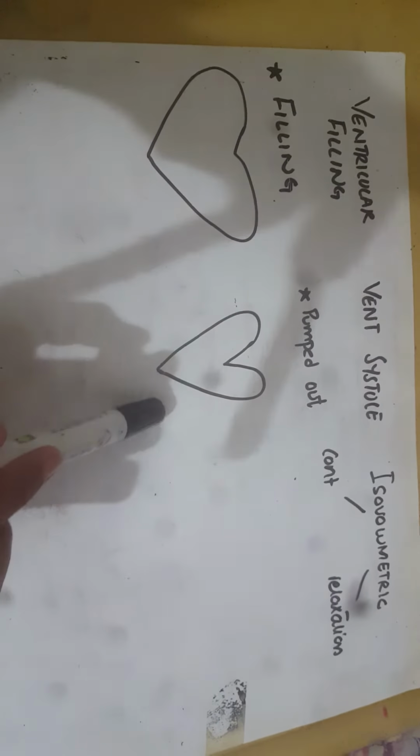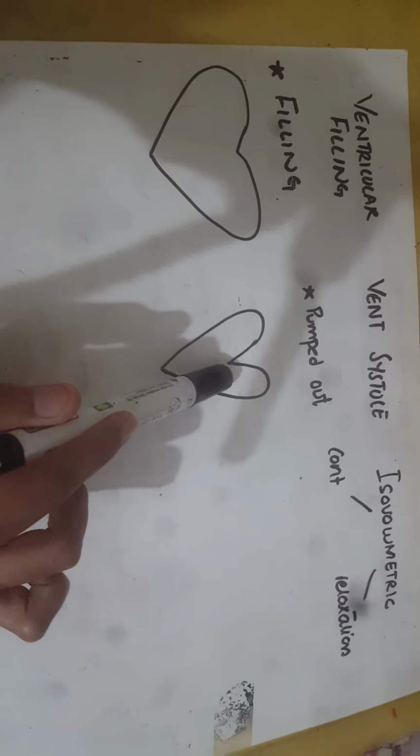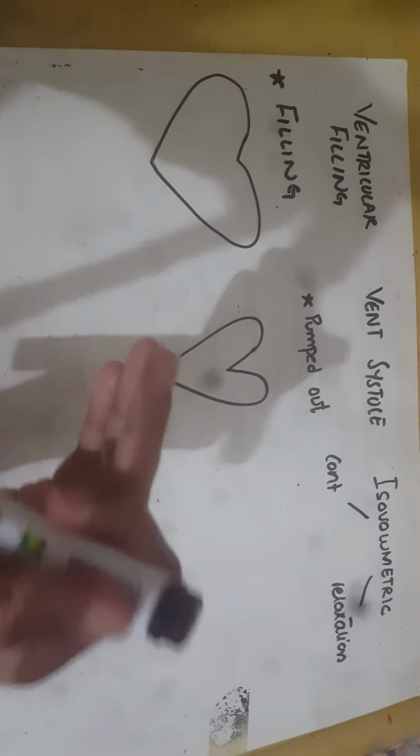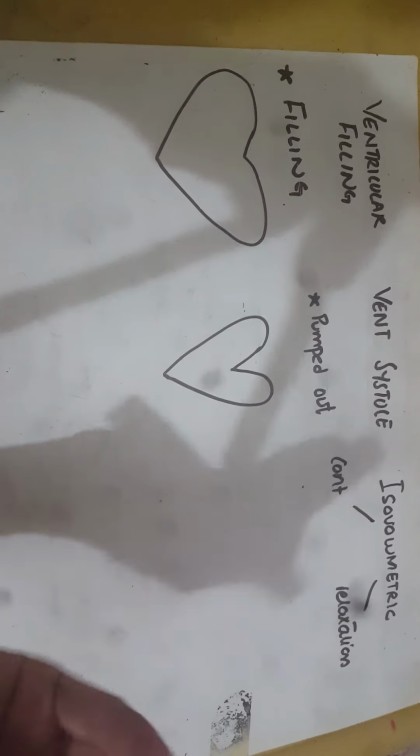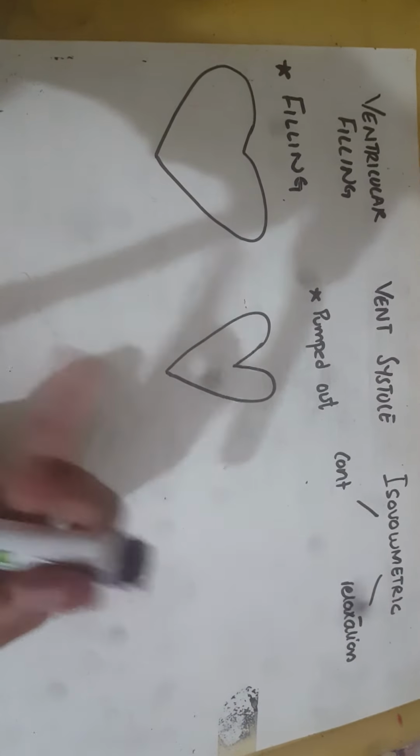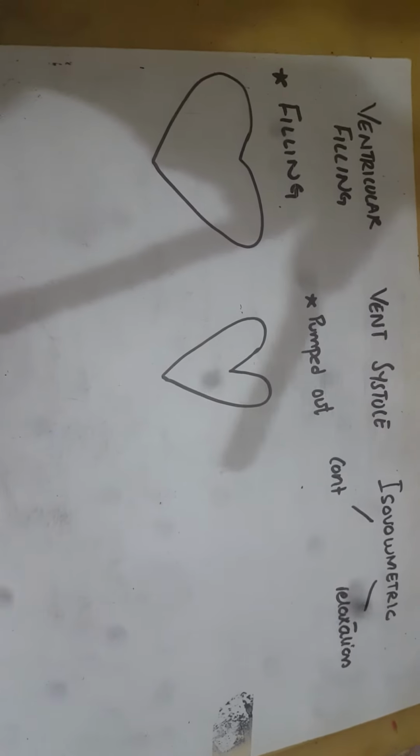Pumping of the heart takes place on both sides of the heart. On the right side, blood is pumped to the lungs for oxygenation. On the left side, blood is pumped via the aorta to the circulation, right?